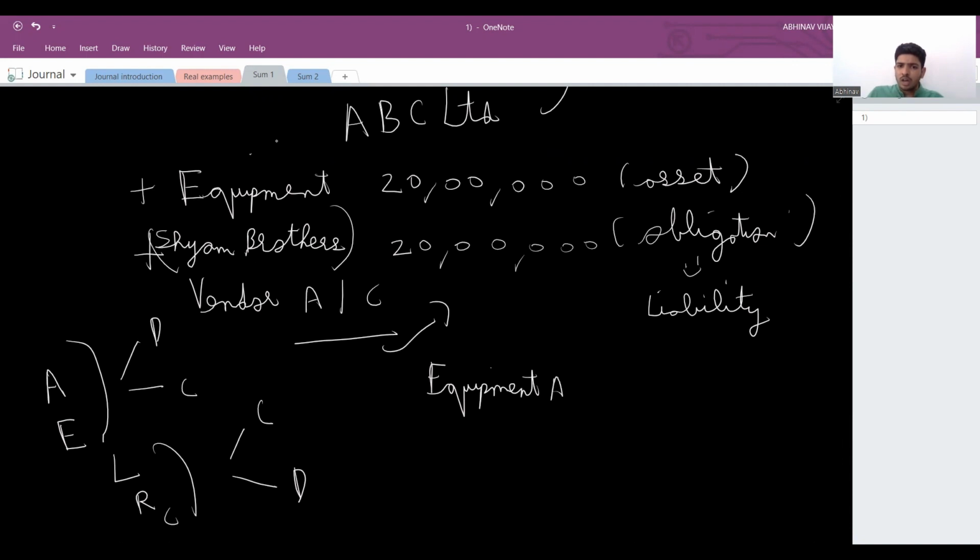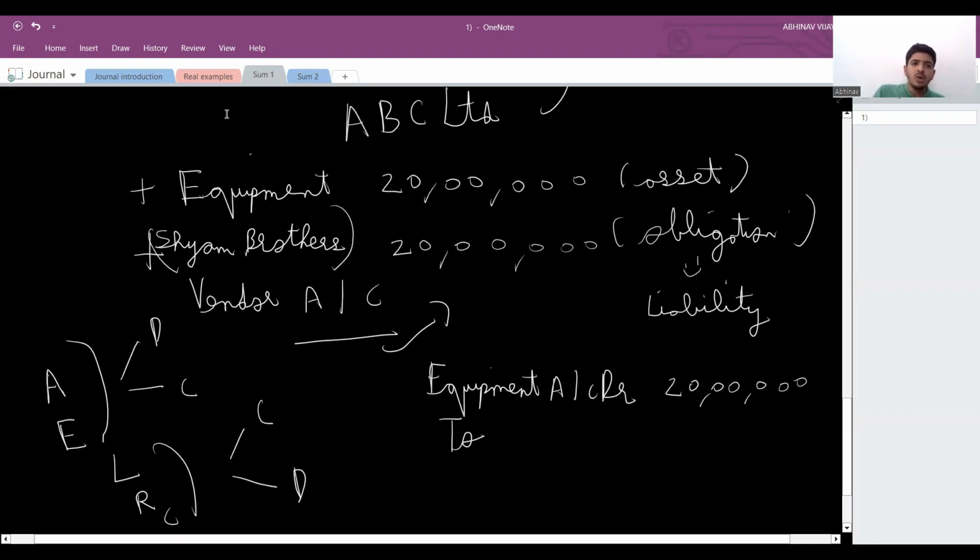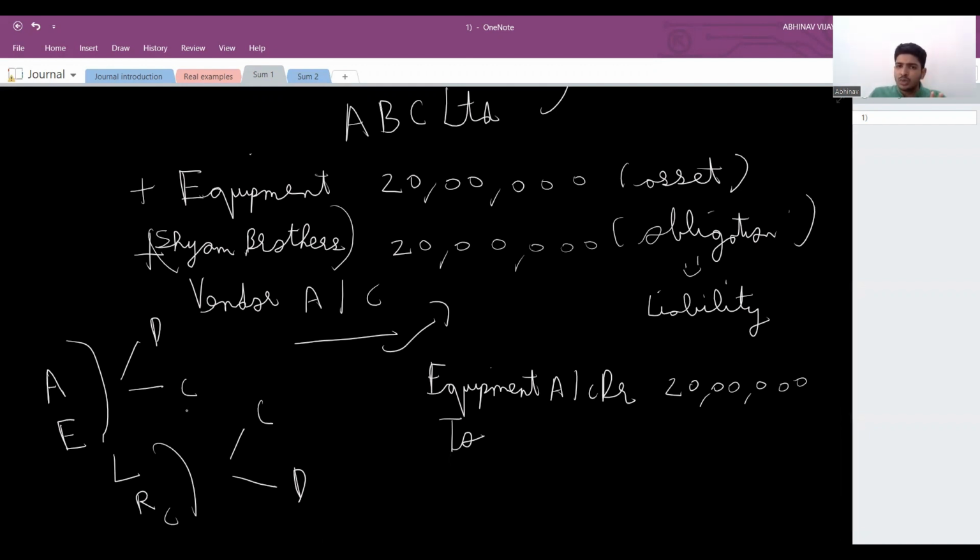Equipment account debited 20 lakhs, to. Why did I write 'to' directly? Because I know there are only 2 entries. Both sides should be equal, so the other must be a credit entry. That's why I wrote 'to'. There's no other reason. Now, to Sham Brothers. Why to Sham Brothers? Because it's an obligation, it's a liability. Whenever a liability increases, it will be credited. So it comes on the credit side. In the format, a credit entry starts with 'to', right after the debit entry.